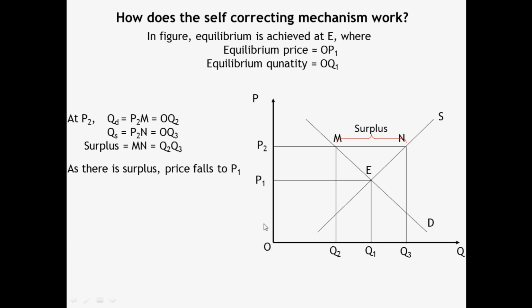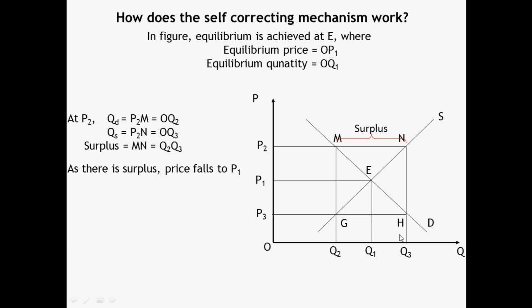Now, let us check what happens if price lies below the equilibrium price P1, which is P3 in the figure. At price equals P3, quantity supplied of the product is P3G, which we know from the supply curve, which is equivalent to OQ2. And quantity demanded for the product is P3H, which we know from the demand curve, and which is equivalent to OQ3.